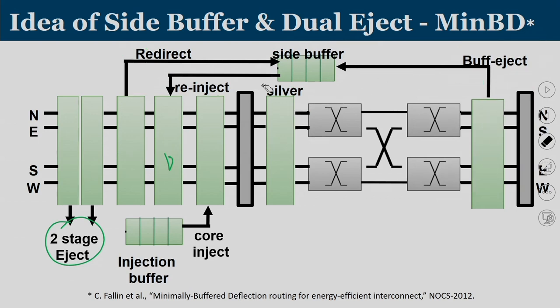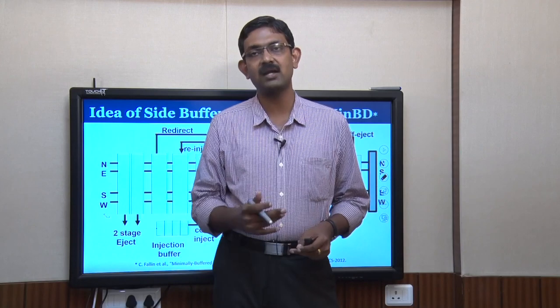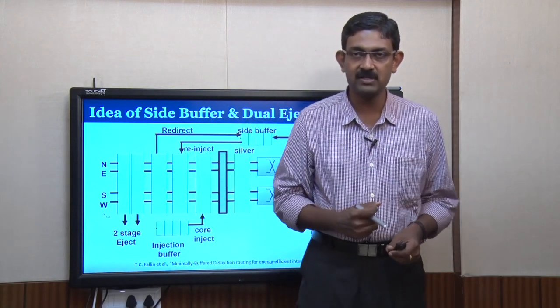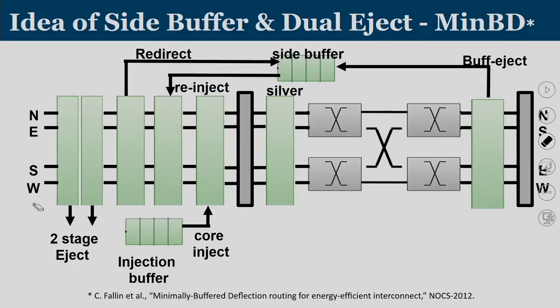On top of the conventional CHIPPER router, there are a few more architectural enhancements that are added. Basically, the first one is that you are going to have a dual ejection unit. Second, you have a side buffer, a unit to feed data into the side buffer, and a unit to take data from the side buffer. And the third one is the silver flit priority mechanism.